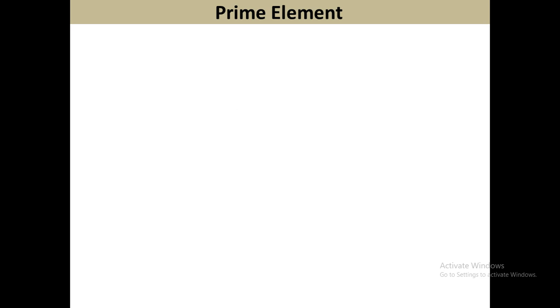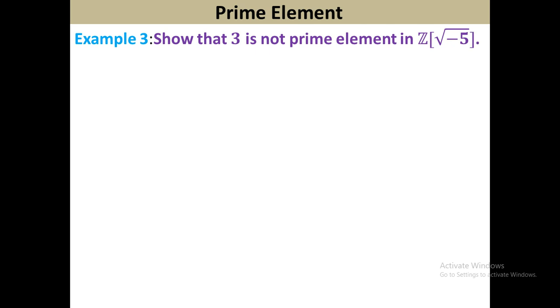Now, I will give the last example. This is example 3: show that 3 is not a prime element in Z of square root of minus 5. You also have to show that 3 is an irreducible element in Z of square root of minus 5. This is the homework for you. This is given under irreducible element.